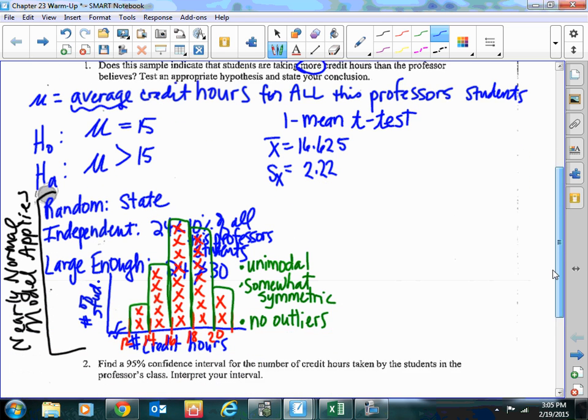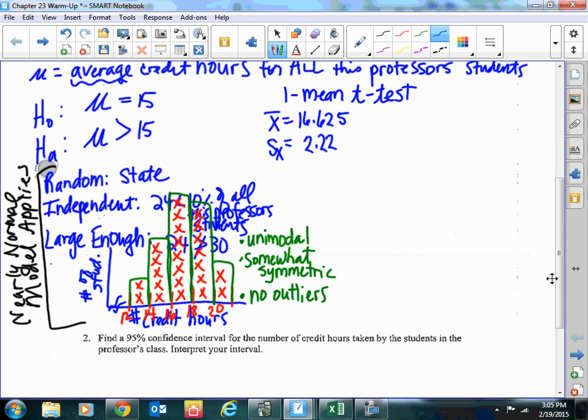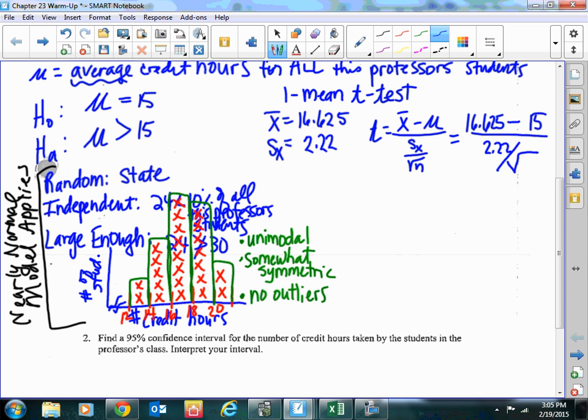All right, now I'm going to go ahead and do my t-score. My t-score comes from the sample mean minus mu, over the standard deviation over the square root of n. That's the formula, which you don't have to write out, but here are the numbers: 16.625 minus 15, the mean she claims, over the standard deviation over the square root of n, with a sample size of 24. That is a t-value of 3.59.